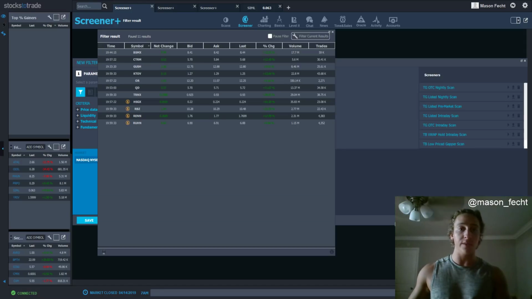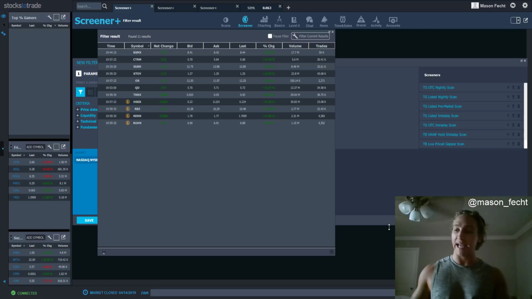Today I'm going to be recording a video on my scanners. I will take you step by step through the entire process. I'm going to start from scratch. I'm going to show you exactly all the different criteria I use for each scanner, and we're going to go through 4 separate scans that I use.